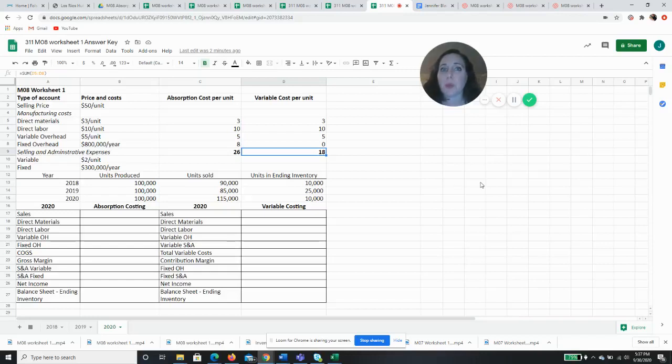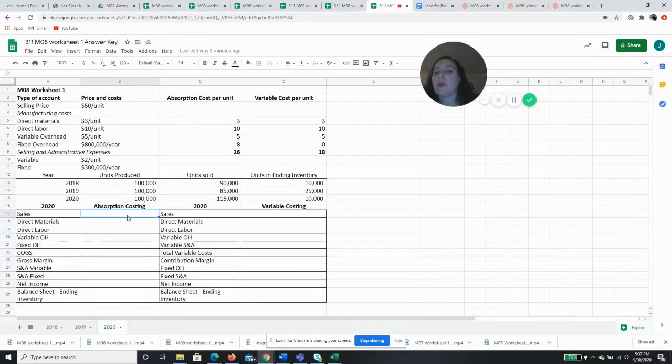We are now in 2020, calculating our absorption income statement. Now you're probably looking at this and saying, hey, how come units produced didn't change in 2020? We had all these shutdowns, nobody could come to work. And the answer is, I need you to suspend your disbelief because it made sense for us to keep all of the periods the same. So while this may not be realistic, it is what we're doing.